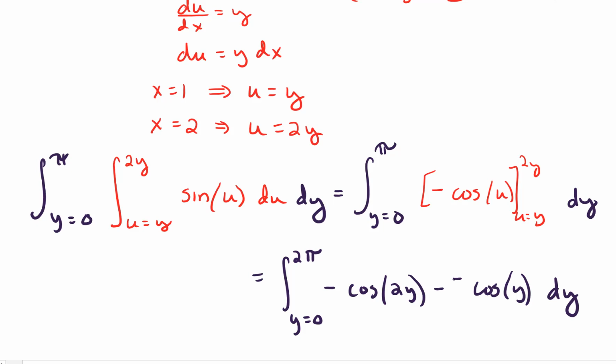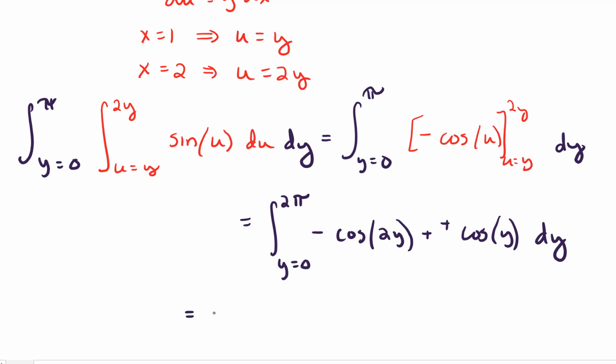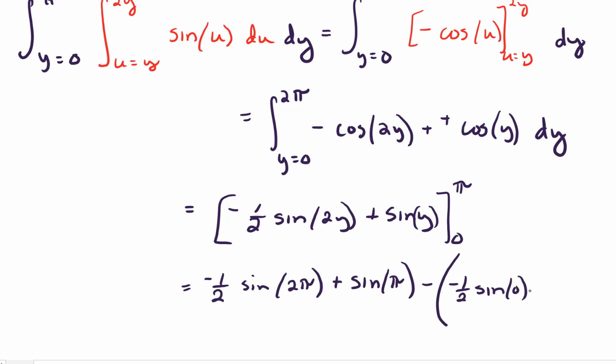we have a minus and negative cosine y, so we'll make that a plus. And now we just have to integrate with respect to y, evaluating our upper and lower limits of integration. We get negative 1/2 sine of 2 pi plus sine of pi minus whatever we get when we plug in the 0. So we get negative 1/2 sine of 0 plus sine of 0, and we know sine of 0 is just 0, so these terms are just 0. And over here, sine of 2 pi, we know that that's 0, and sine of pi is 0, so the whole integral was, at the end of the day, evaluated to be just 0.